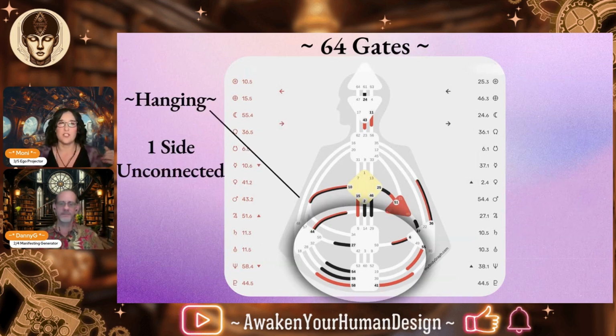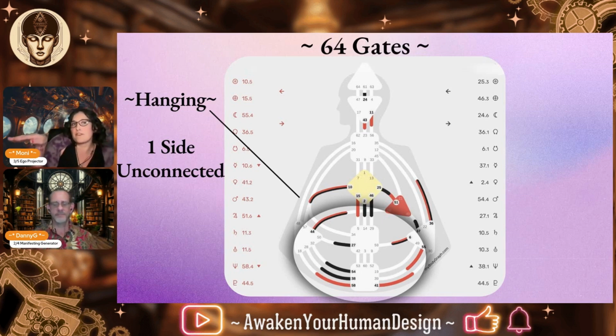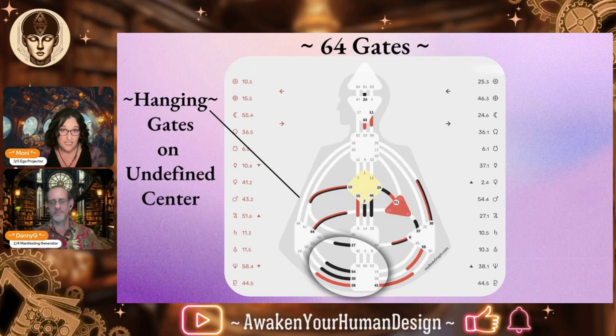Here we have what is called a hanging gate, where you have the gate, but one side is unconnected. We have it circled at the bottom, where you can see the 27, the 54, the 38, the 58. Any of those are hanging gates, where one side is reaching out but not connected to the other side. You can have hanging gates on an undefined center, like we have over here on the root center. They get called dormant because they're on an open center. That's actually the name for them.